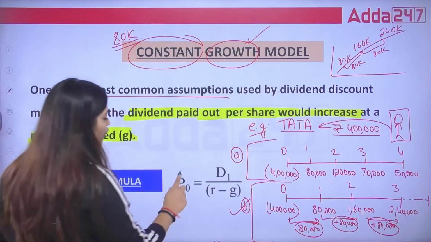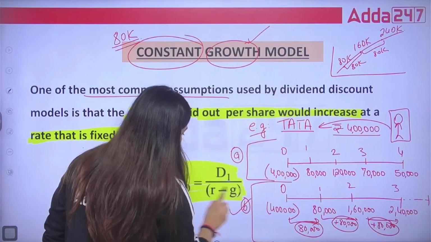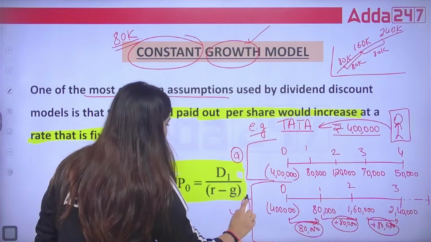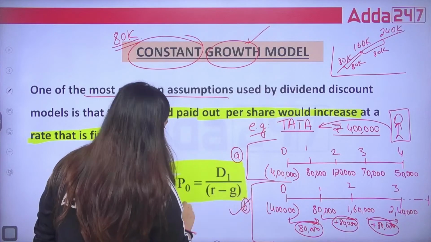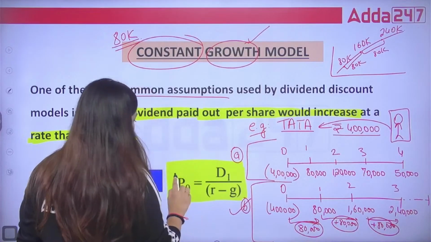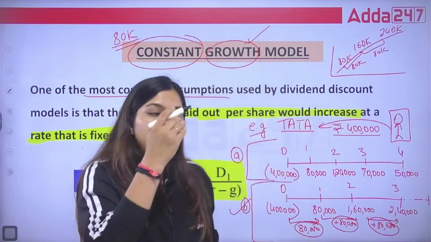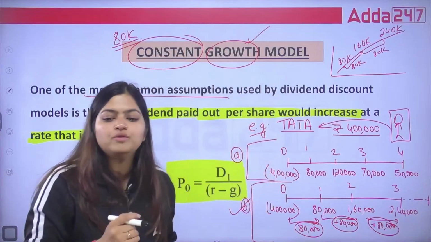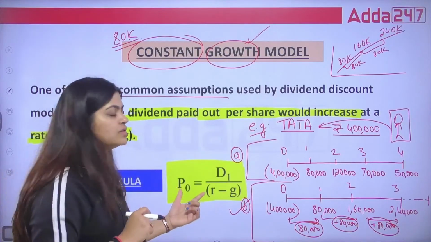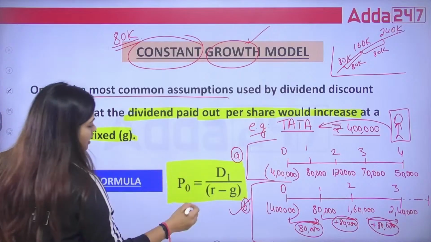Now remember the formula. This formula is very important, and this topic is also very important. In exam they are asking questions directly from this topic. The formula that you can use here is D1 divided by R minus G. If I want to know the true value of the shares or that investment, whatever income I am generating after the investment, I can use this method. Now I will explain these terms one by one.